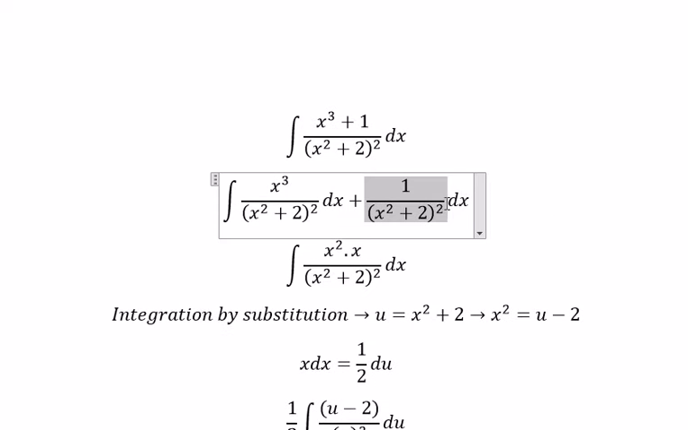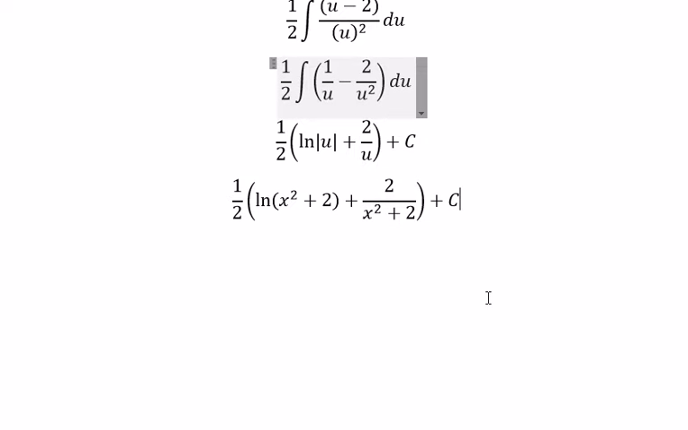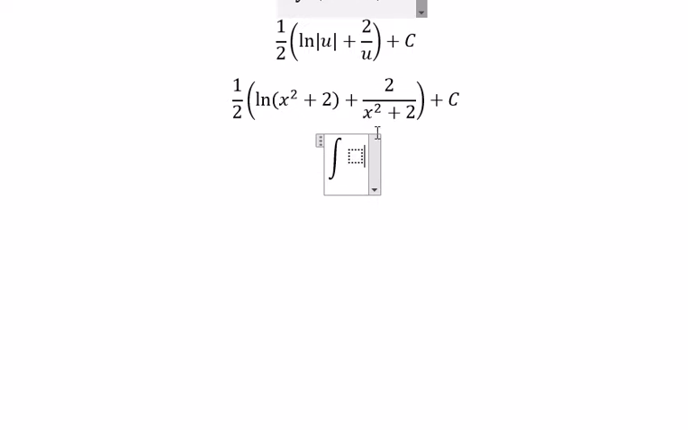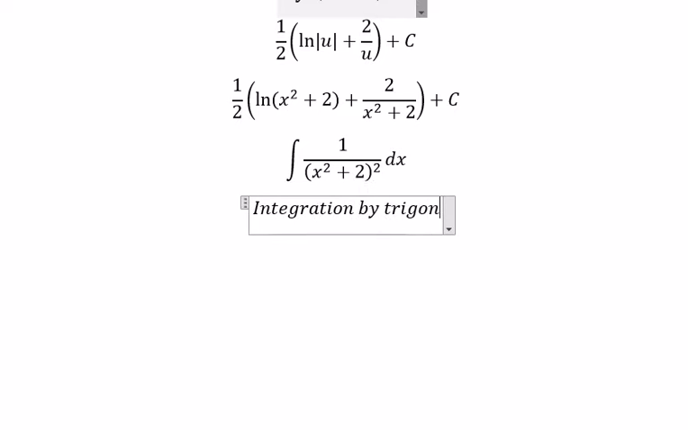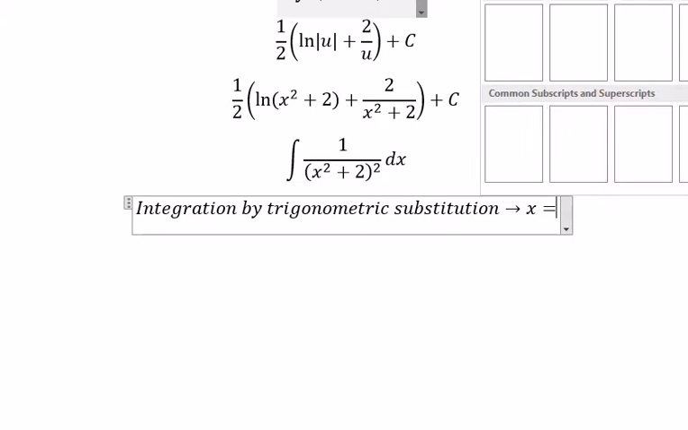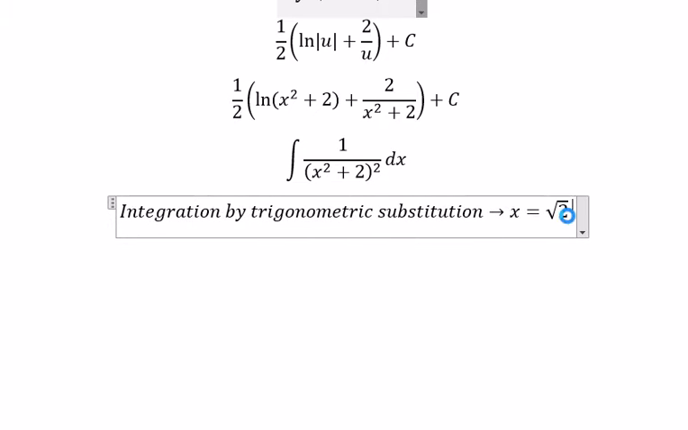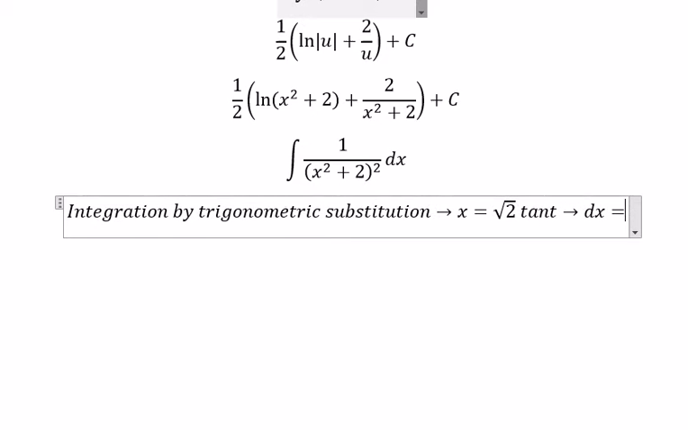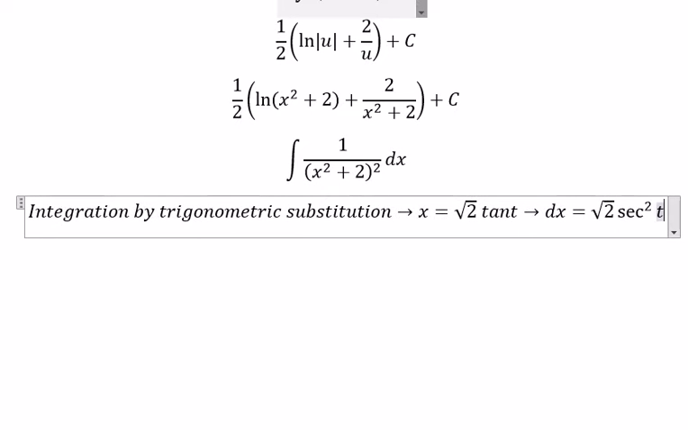Next, we go to the second one. We can use integration by trigonometric substitution. So we put s equal to the square root of number 2 tan t. ds equals the square root of number 2 secant t squared dt.